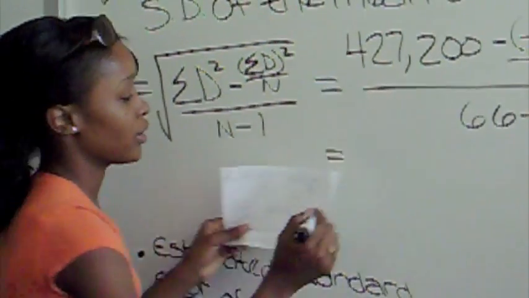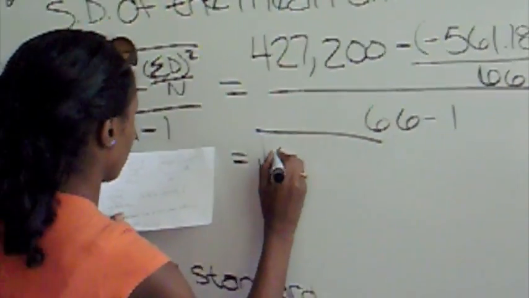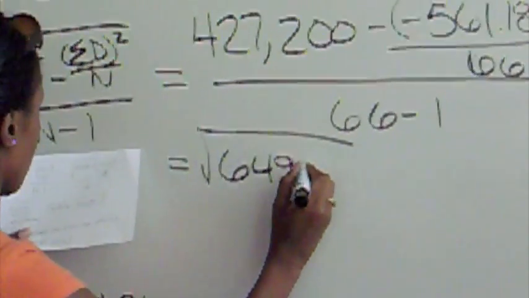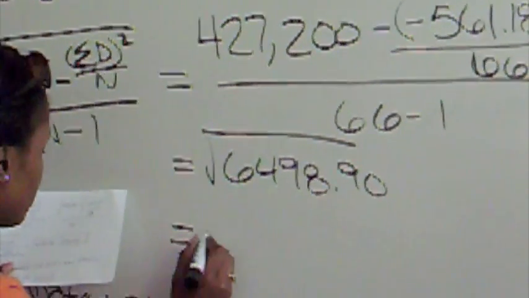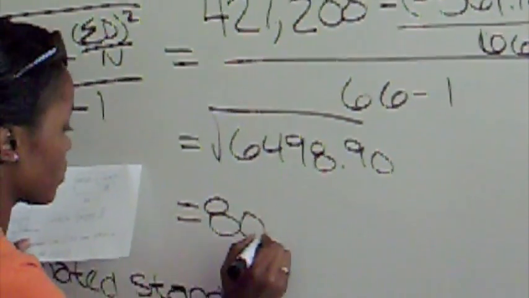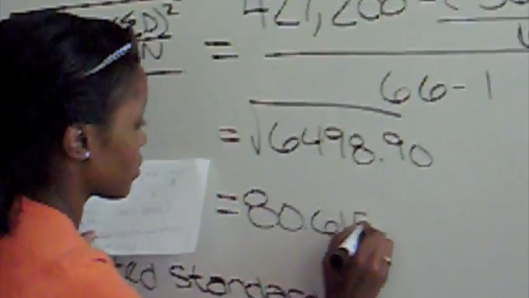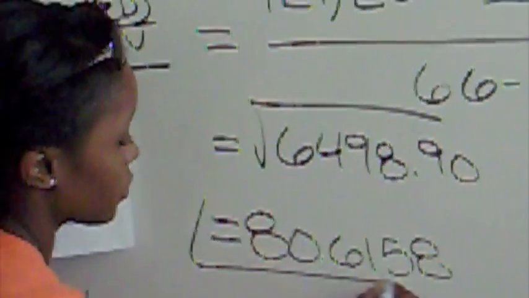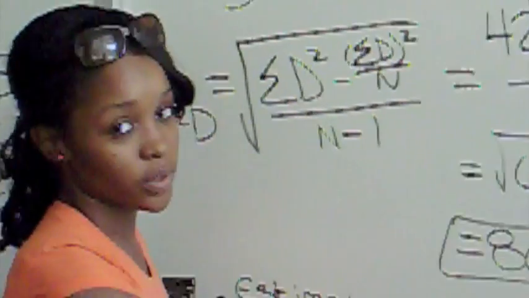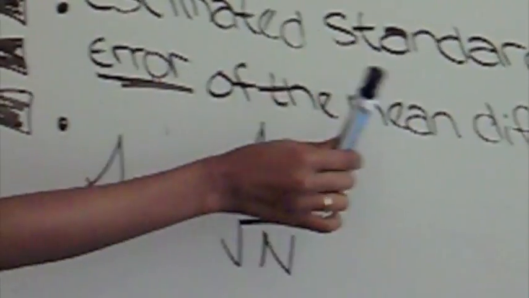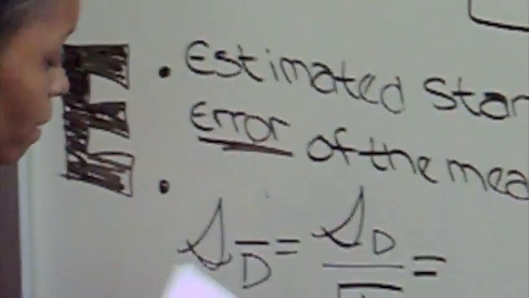after all the work is done, the square root of 6498.90. So the estimated population standard deviation of the mean difference is 80.612. Now we test for error, or we find the error of the mean difference. This formula is called the estimated standard error of the mean difference.